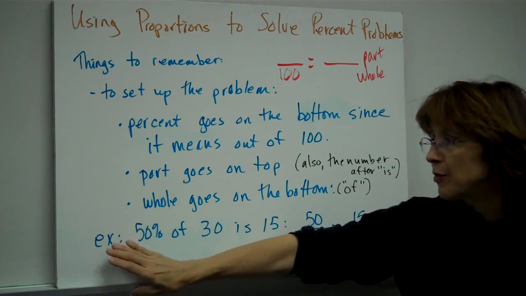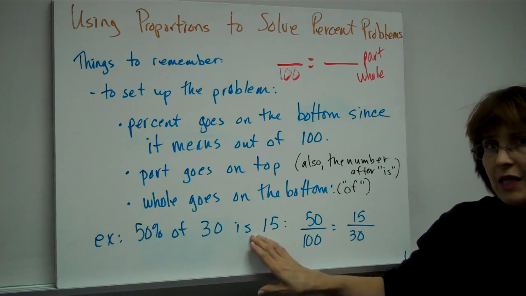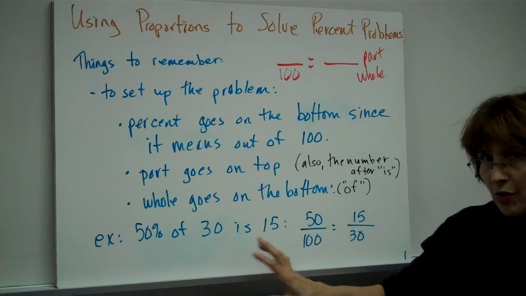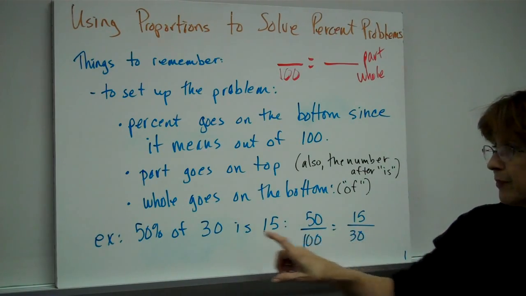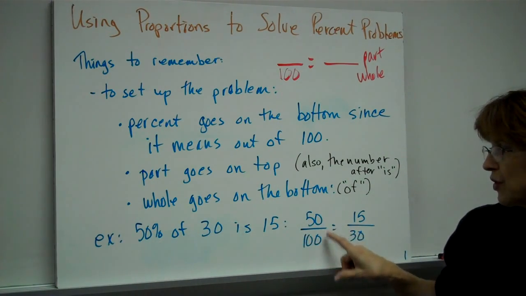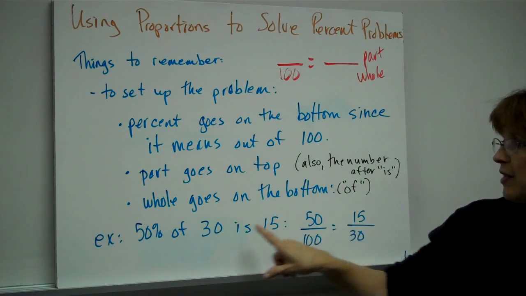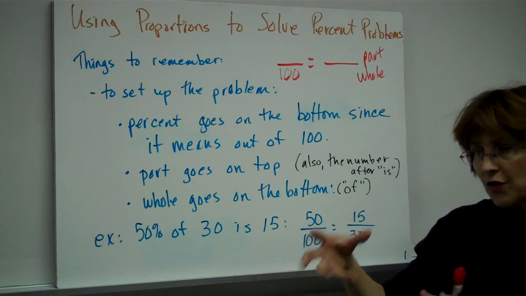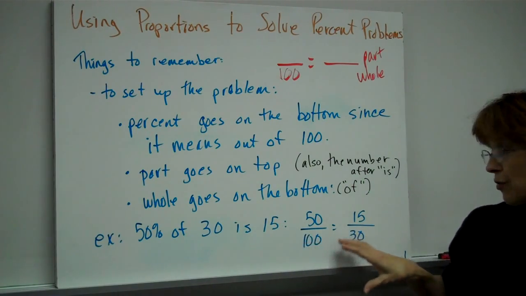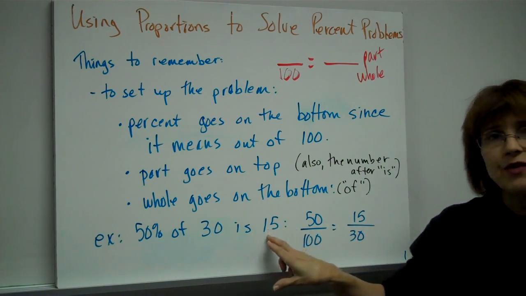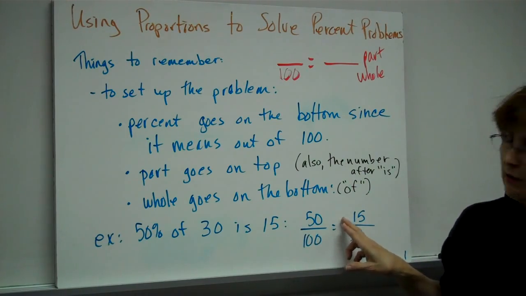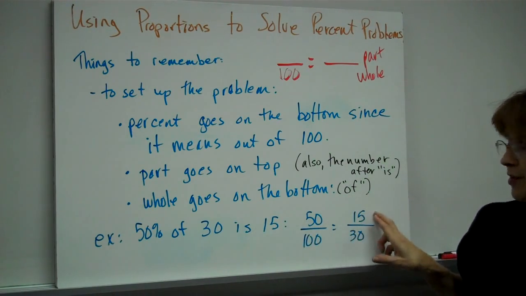But here's one simple example. 50% of 30 is 15. So you got all these numbers, and we're going to figure out where to put them on our skeleton. So 50% obviously is going to be 50 over 100. Again, the 100 goes on the bottom all the time. Then you see that 30 is the total, because out of 30, like if you had 30 questions, the total would be 30 questions. That would go on the bottom. And then 15 would be the part that hopefully you didn't get right. So 15 is the part.